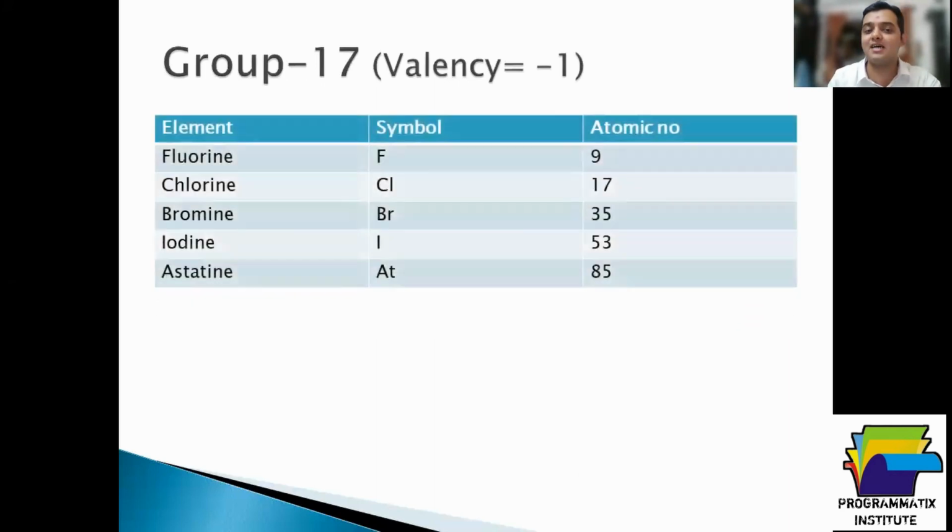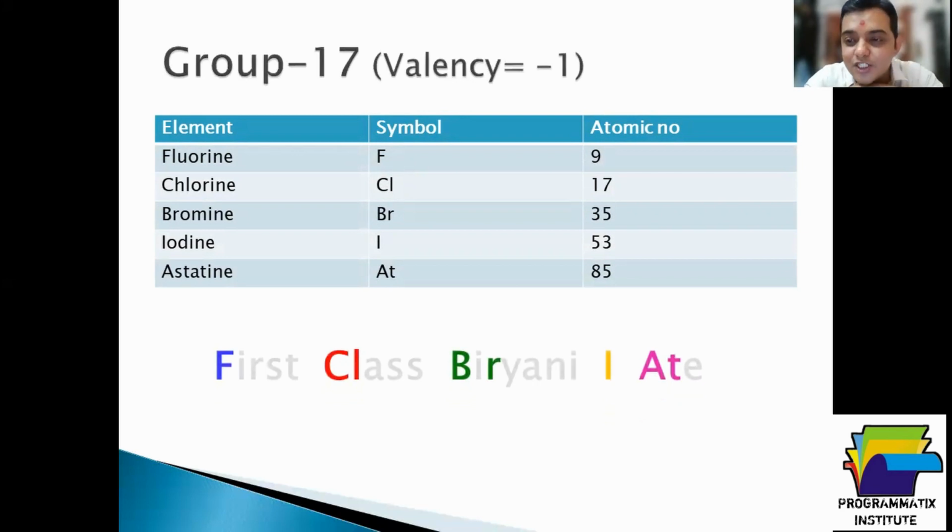So the elements are, we all have learned this halogen series in our 10th standard: fluorine, chlorine, bromine, iodine, astatine. And a very old famous shortcut from the last 10 years: first class biryani I ate. But the 21st century says it's first class brownie I ate. You all love brownie, even I love brownie if I get it. So I'm keeping biryani, but you keep brownie in your head.